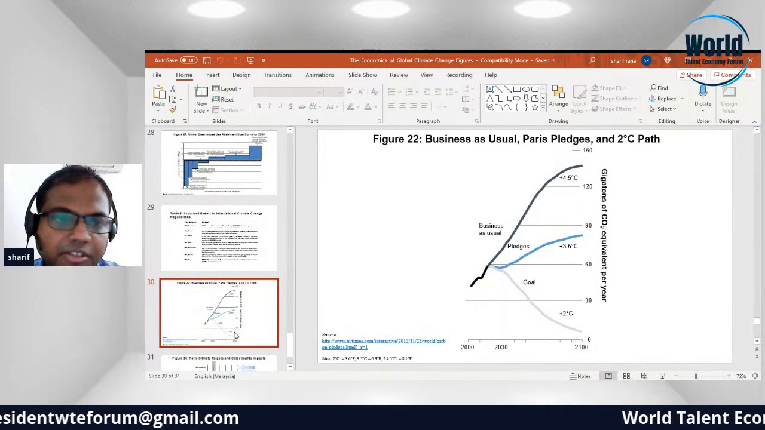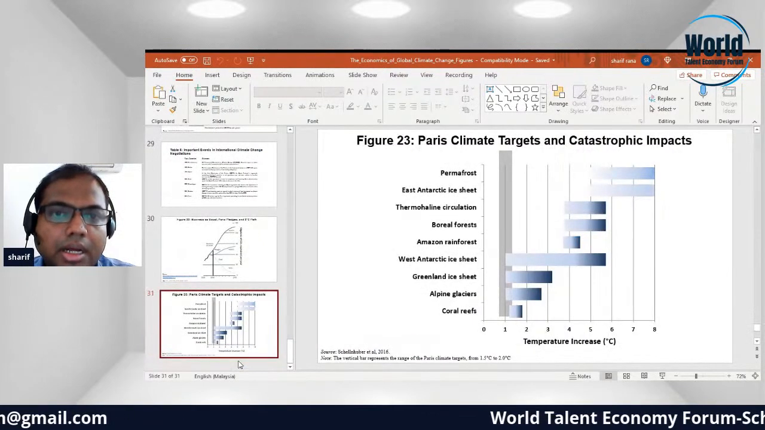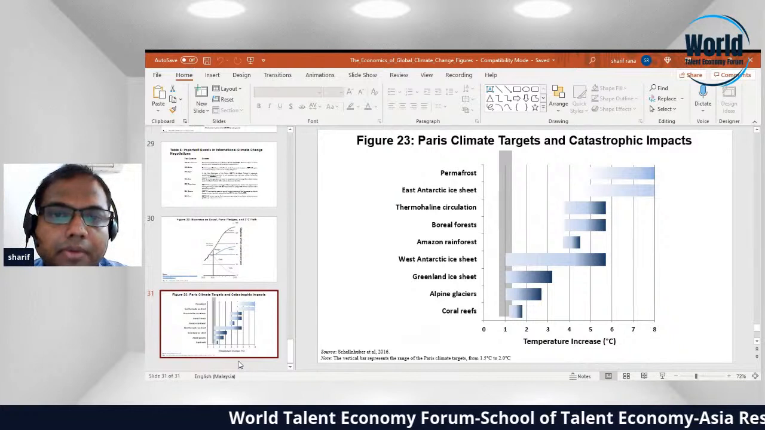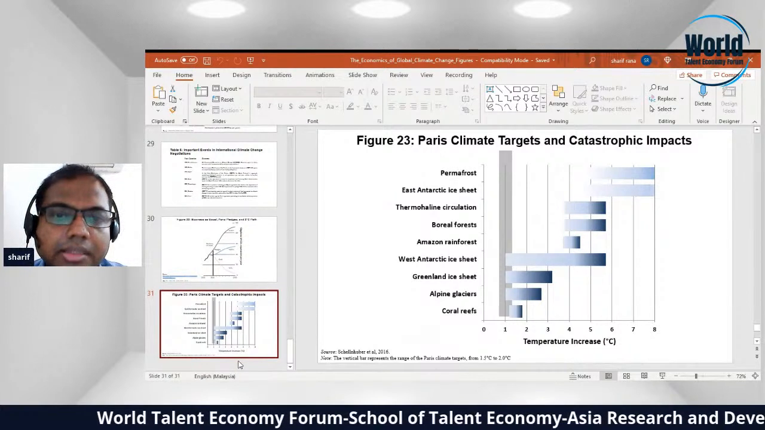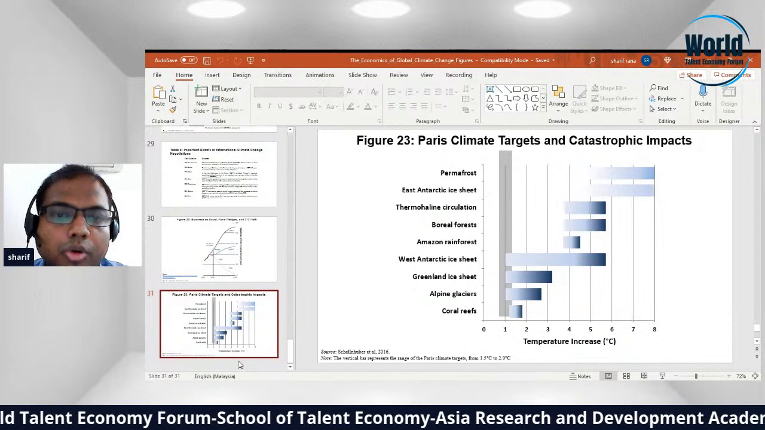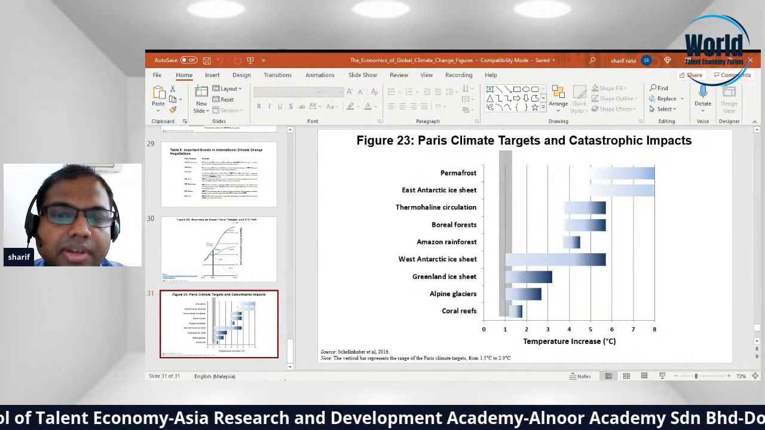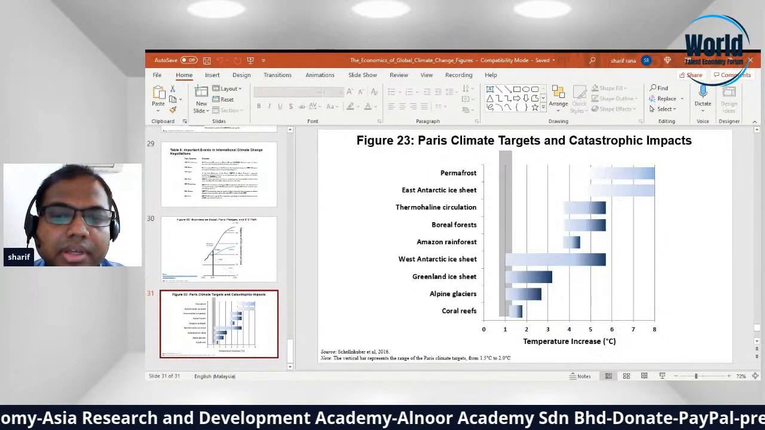Business as usual, Paris plans. Paris climate target and catastrophic impact. Permafrost, East Antarctica, thermohaline, boreal, Amazon, West Antarctica, Greenland ice sheet, alpine and coral reefs.